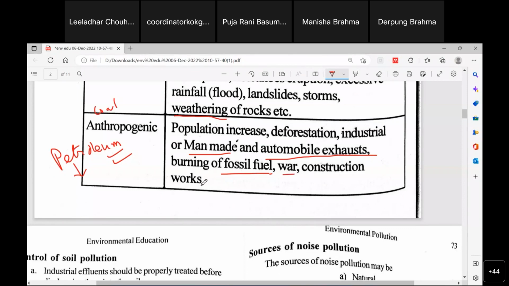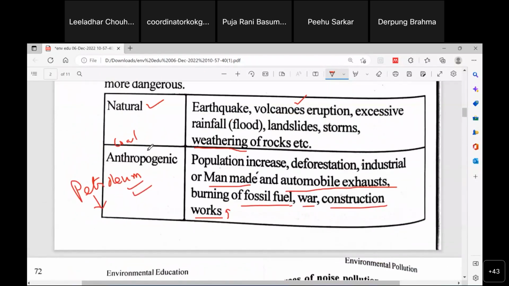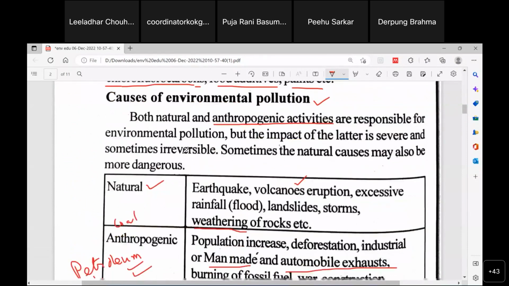Okay, war, construction works. How can construction work be polluting? If we do construction works, definitely we cause destruction of the environment. We cut down trees, and then lots of dust and other particles go into the air, and many other chemicals may be used during construction. So all these things will lead to pollution. That is what anthropogenic activities are, and they are causing environmental pollution.